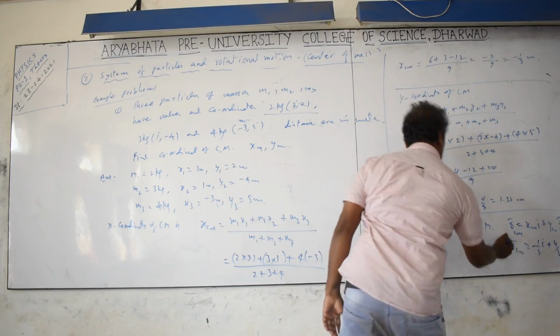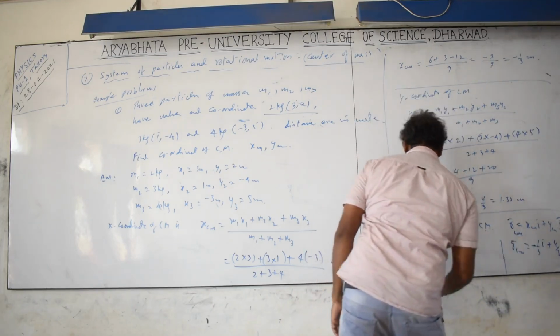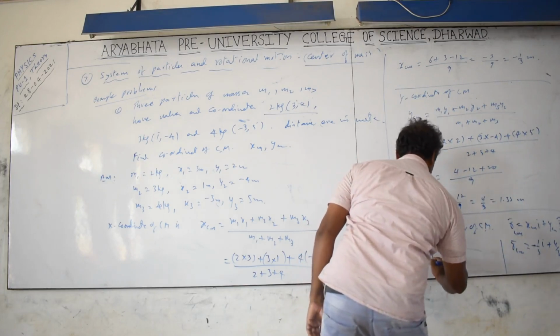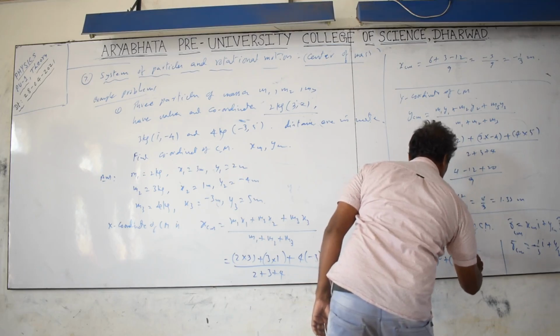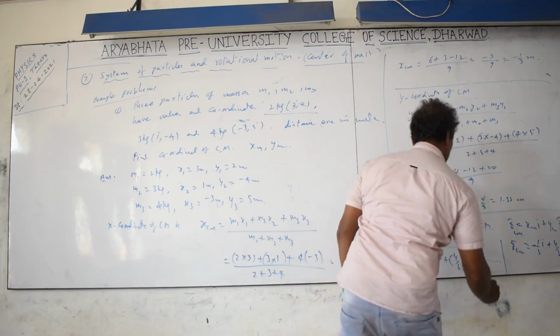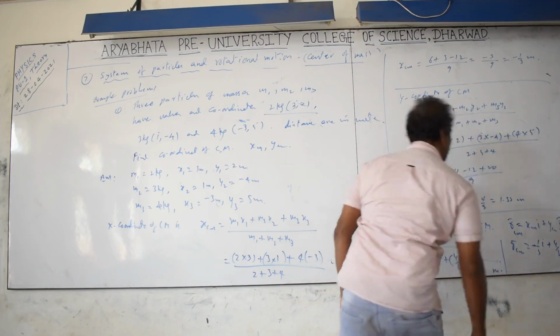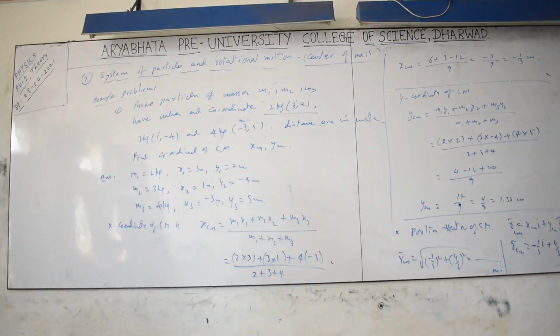If they ask for the displacement, meaning the magnitude, rcm equals under root of (minus 1 by 3) square plus (4 by 3) square, which you have to find out in meters. This is the displacement of the center of mass from the origin. One more problem we will do.